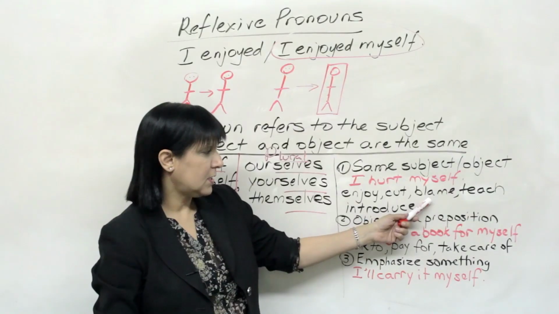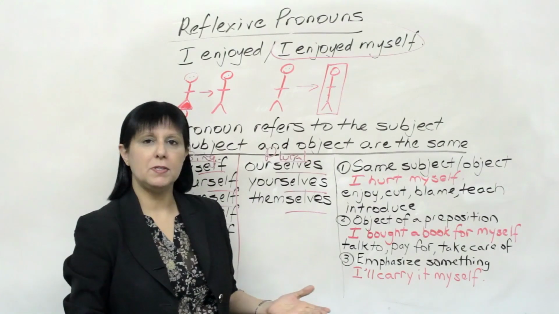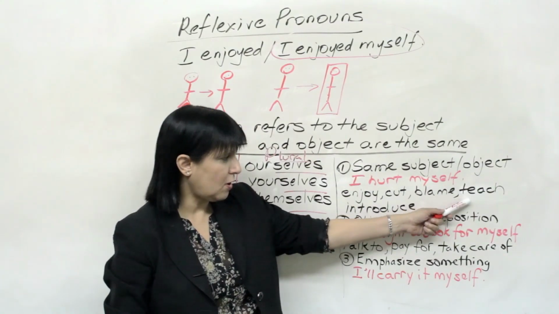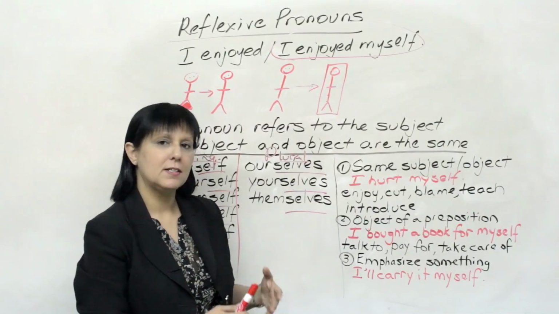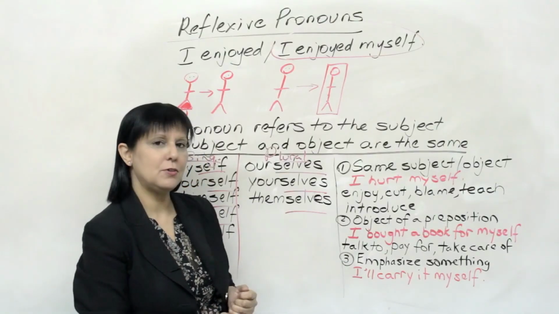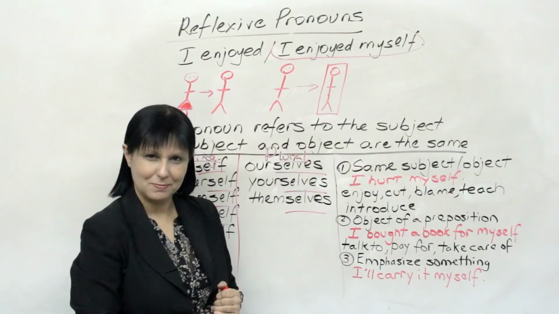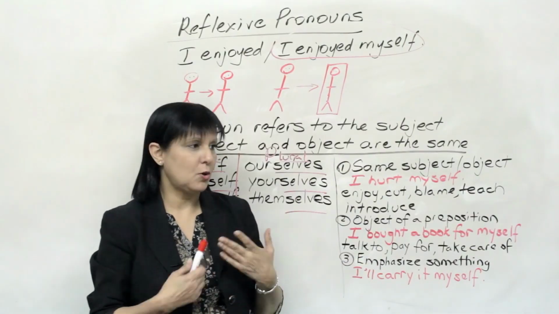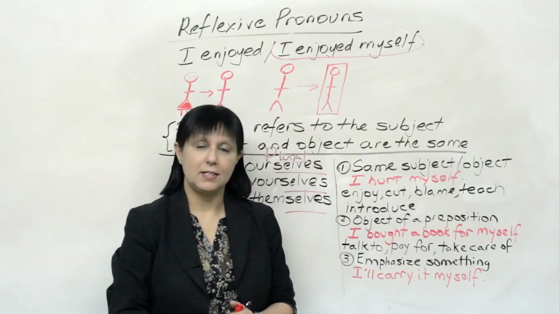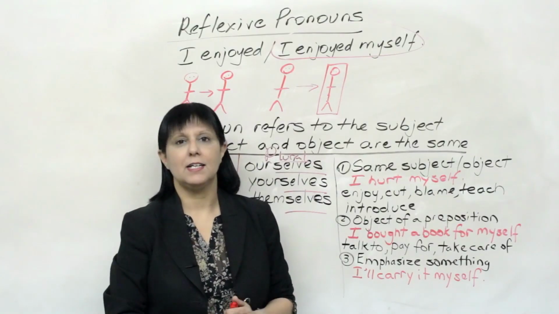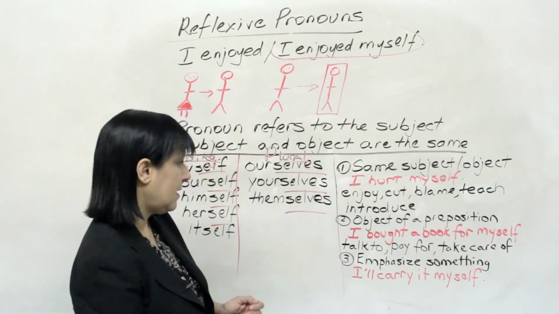He cut himself. She blames herself. They taught themselves how to speak German. Okay? They taught themselves. Okay? Or they introduced themselves to each other. Okay? See how you can do that? The two people introduced themselves to each other. Okay? Or sometimes if you go to a party and you don't know anyone and you want to introduce yourself, you could say, let me introduce myself. My name is, okay? That way.